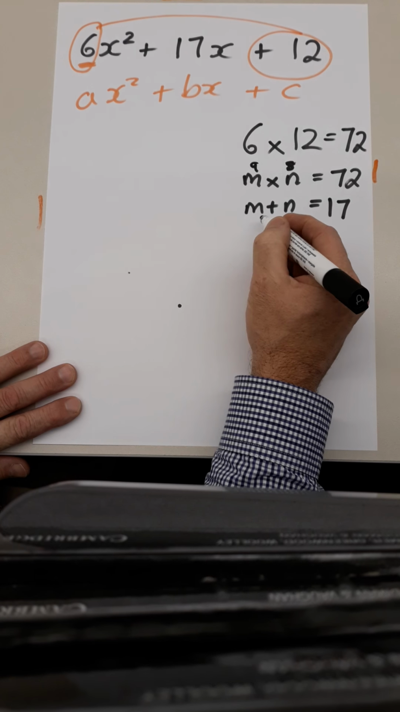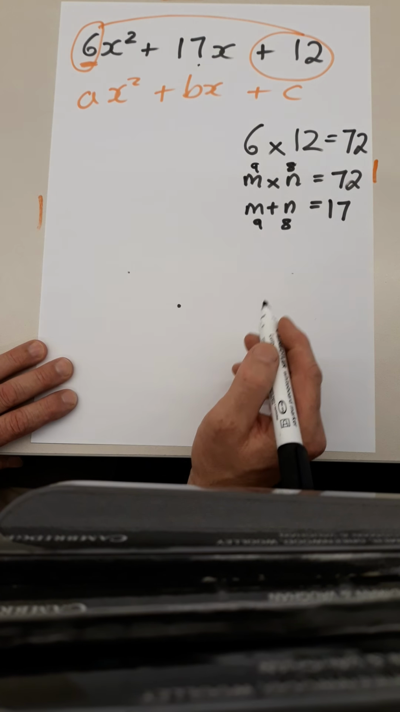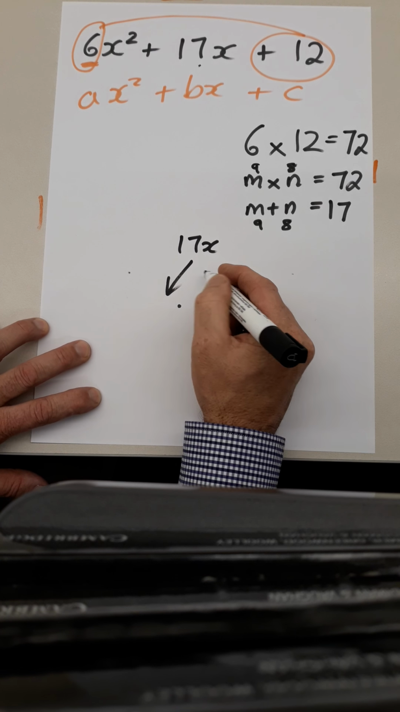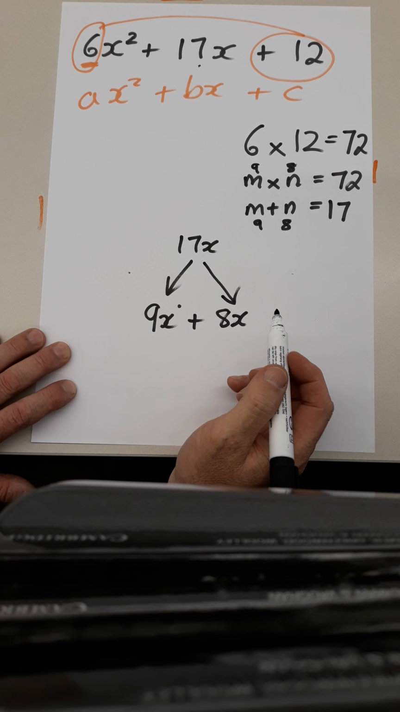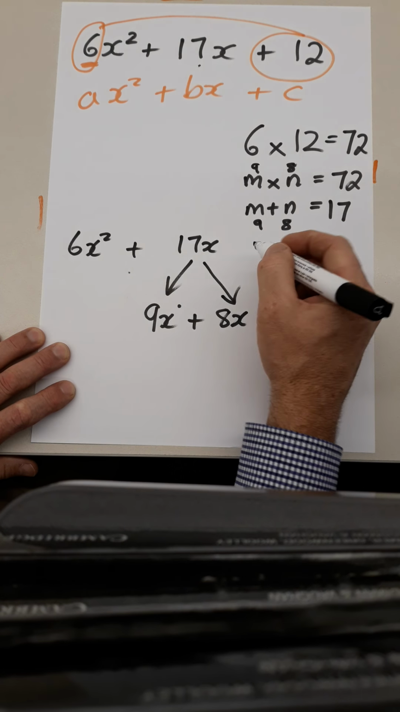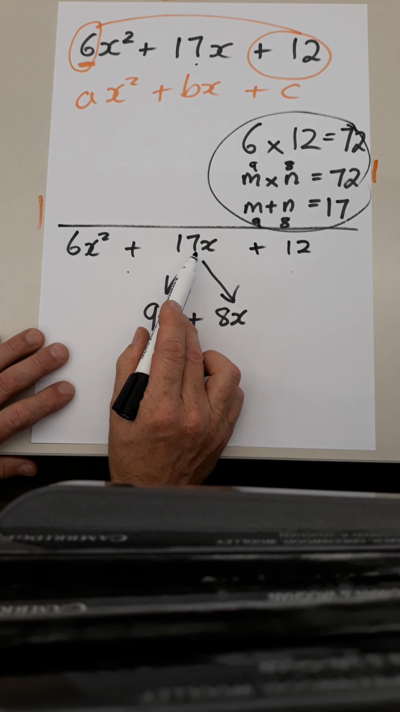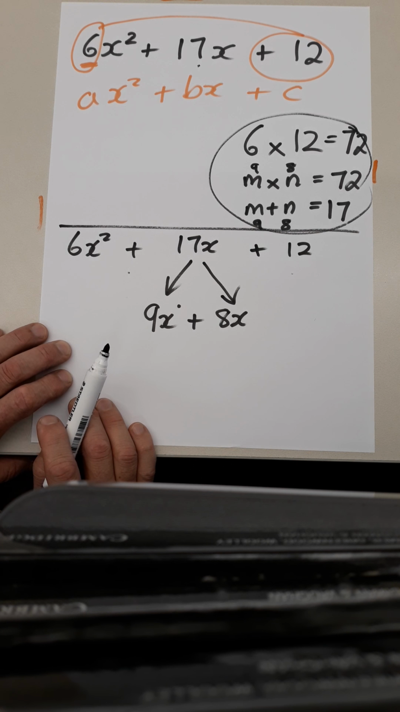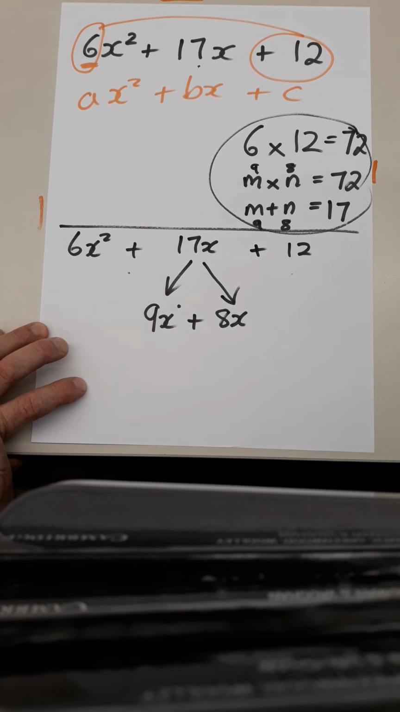Now I can see that 9 times 8 is 72 and 9 plus 8 is 17, so my numbers are 9 and 8. Having achieved that, I'm going to split this middle term of 17x into 9x and 8x. That's why I did all this work. I've still got 6x squared for my original, and I've still got 12 out here. I just did this bunch of work to figure out to split that 17x into 9x and 8x rather than 11x and 6x or 12x and 5x. How do you know how to split it? You go through this process.